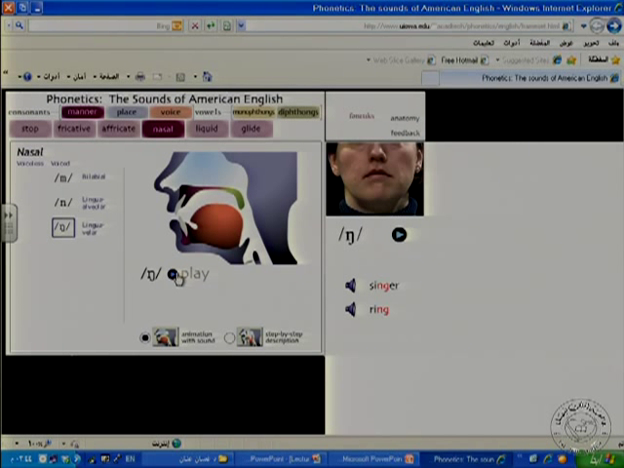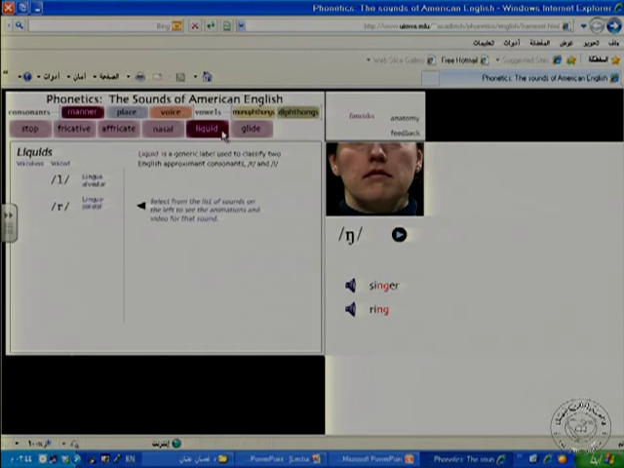The back of the tongue is in contact with the velum. It is lowered down here, and you can also see the larynx. There is a vibration here, and it shows that the air goes out of the nose. That's why these sounds are called nasal.